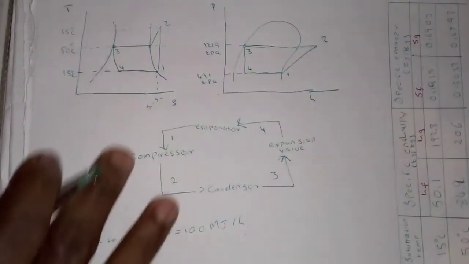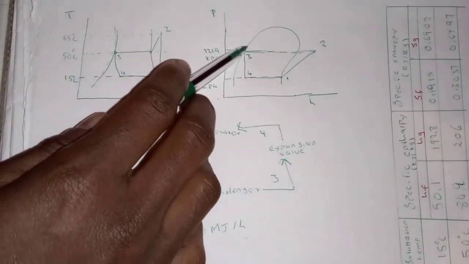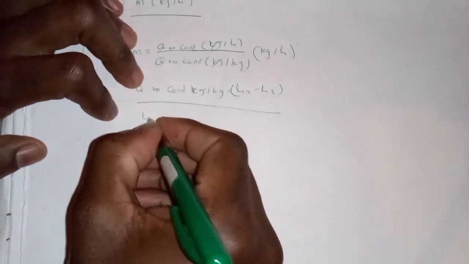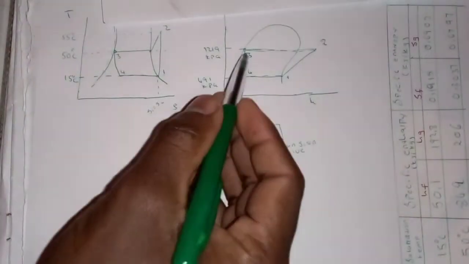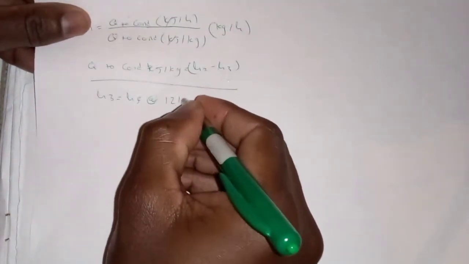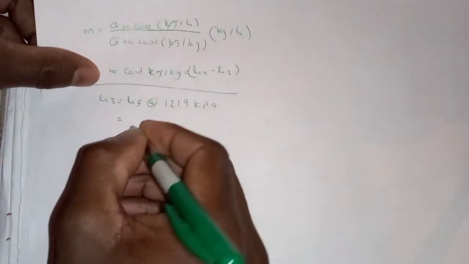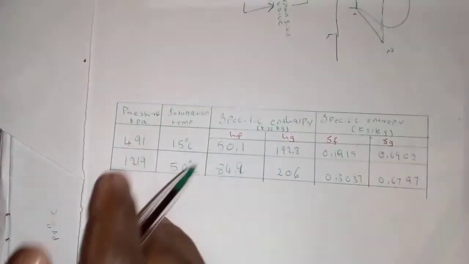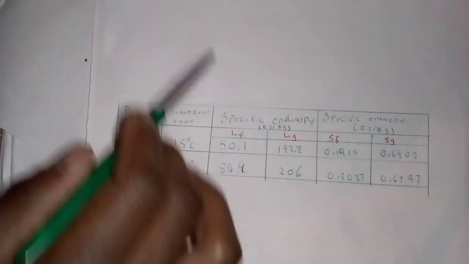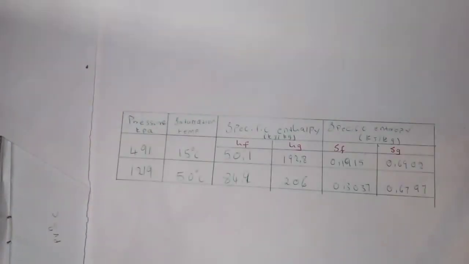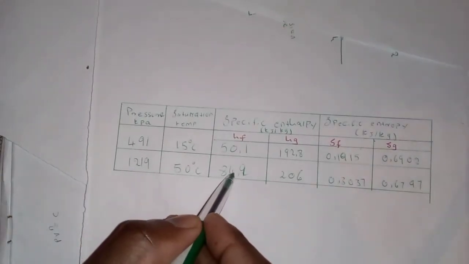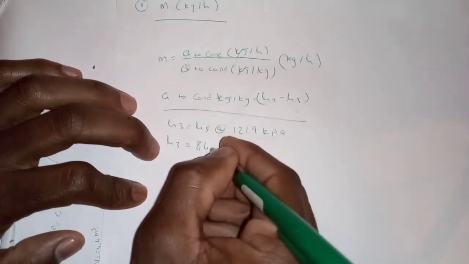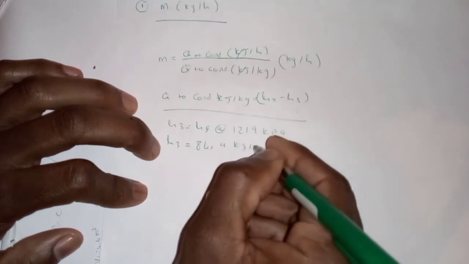We go to our diagrams. Let's start with H3 since it's the obvious one. According to the diagram, H3 is equal to what? H_f at 1219 kilopascal. We go to our table, this is the column for H_f, at which pressure? 1219. This will be our value for H3. Then we write it. It is equal to 84.9 kilojoules per kg.